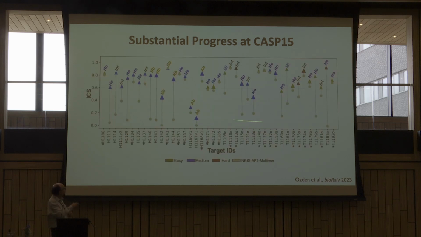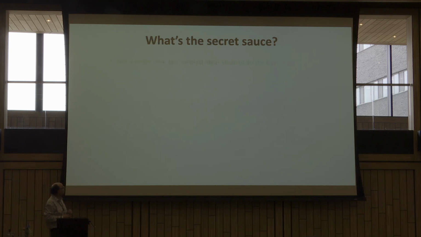And if you look at individual examples, these are again CASP15 targets, the beige circles were AlphaFold 2 vanilla predictions, AlphaFold 2 multimer. And then the blue triangles were the best predictions at CASP15 coming from different methods. But you can see really massive leaps over AlphaFold 2 multimer. So, pretty large gains. So what's the secret sauce?